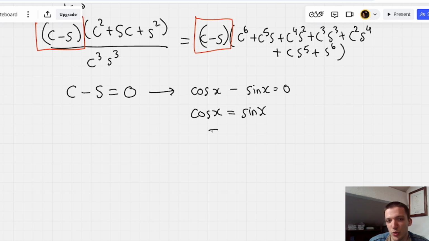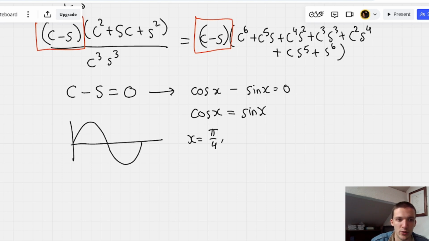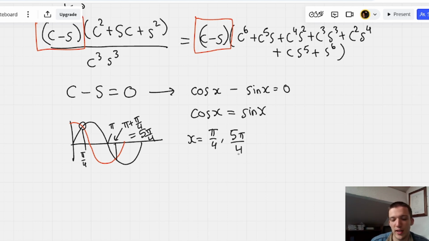Now, this is of course true when x equals pi over 4. Sine looks a bit like this, and cosine looks a bit like this. So when are these two graphs intersecting? Well, there's this one at pi over 4. There's also this one. If this is pi, then that is pi plus pi over 4, which is of course 5 pi over 4. So here's two solutions right here. Now we need to find, are there any other solutions?